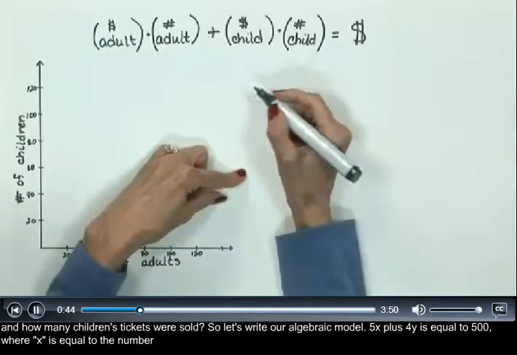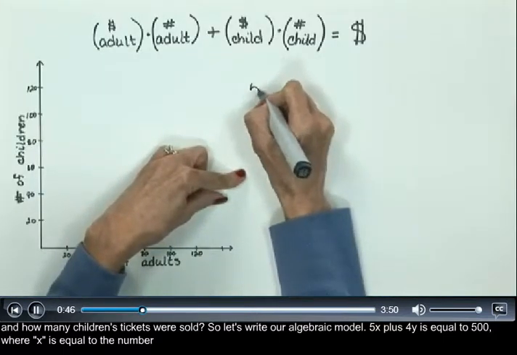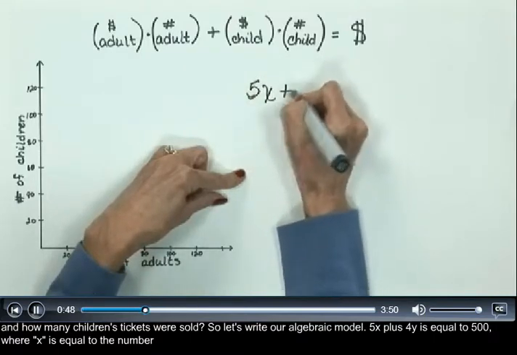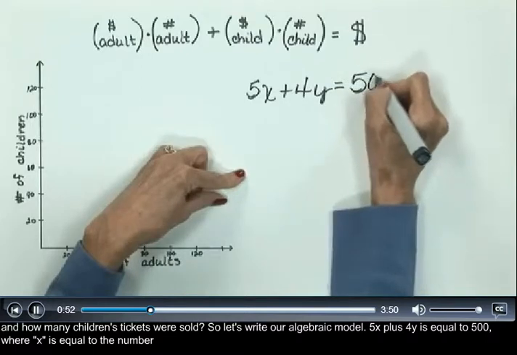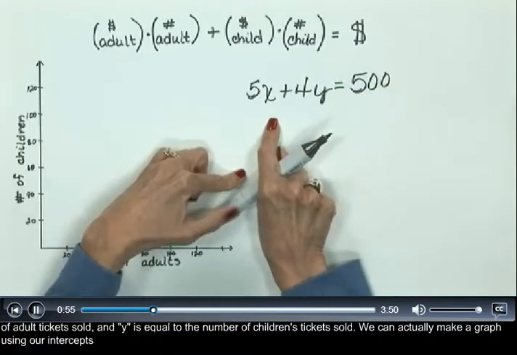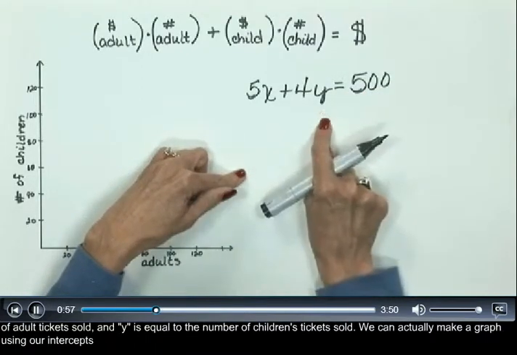So let's write our algebraic model. 5x plus 4y is equal to 500, where x is equal to the number of adult tickets sold and y is equal to the number of children's tickets sold. We can actually make a graph using our intercepts to find the solution to this equation.